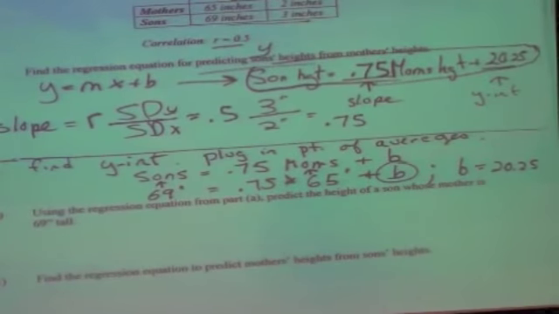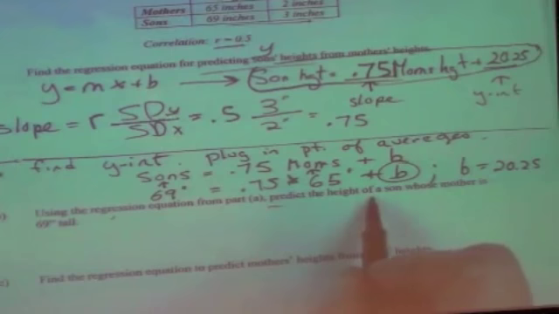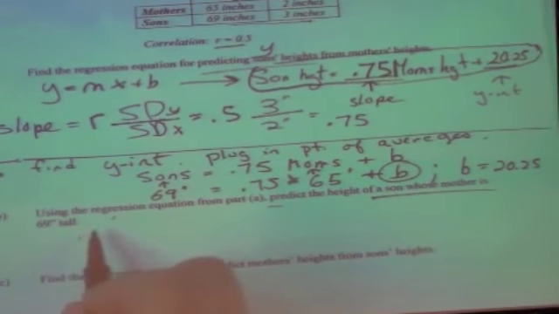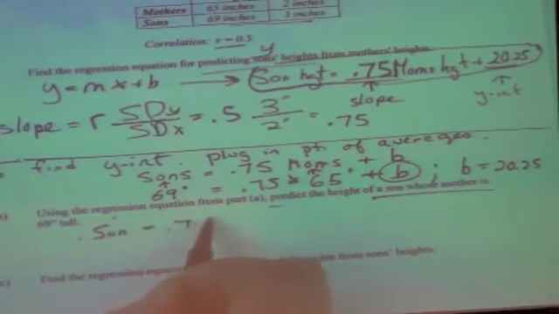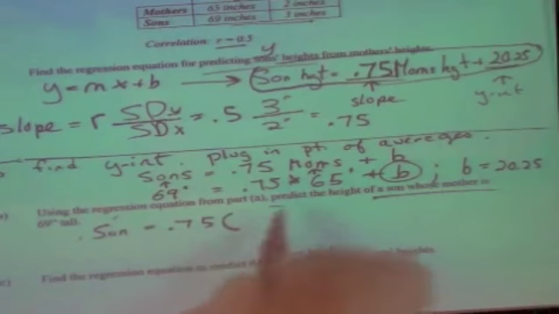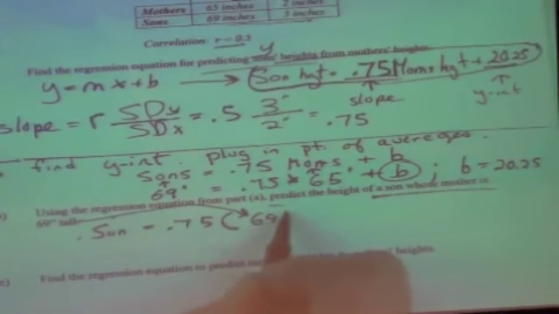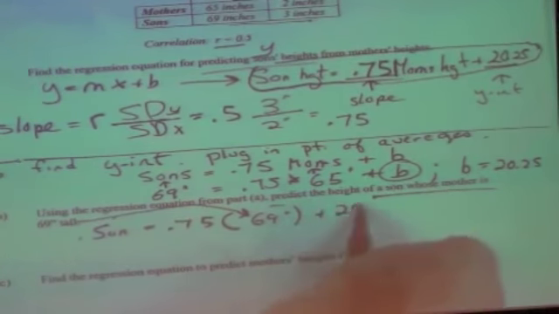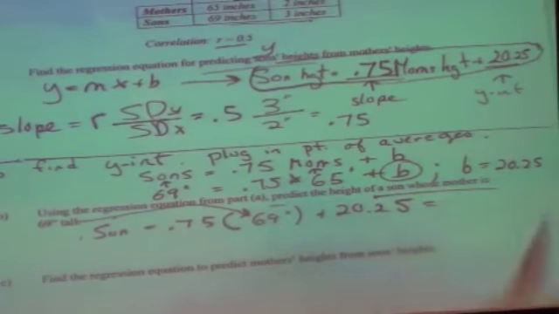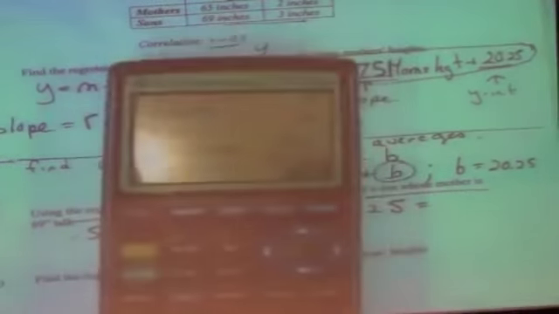Now, if we want to use this equation to predict the height of a son whose mom is 69 inches, we'll just say how tall. So we'll say son is equal to 0.75 times the mom is 69 inches plus 20.25 and see what we get. See if we get 72 inches like we did last time. Did I do everything right?